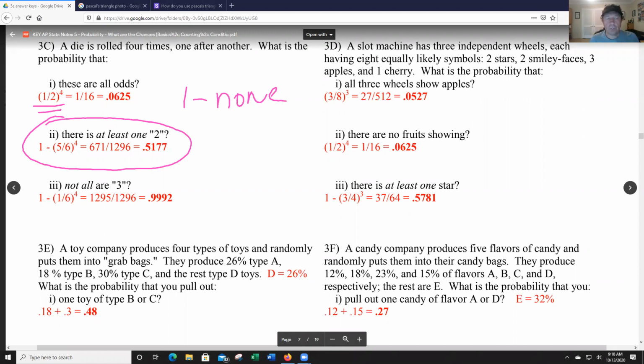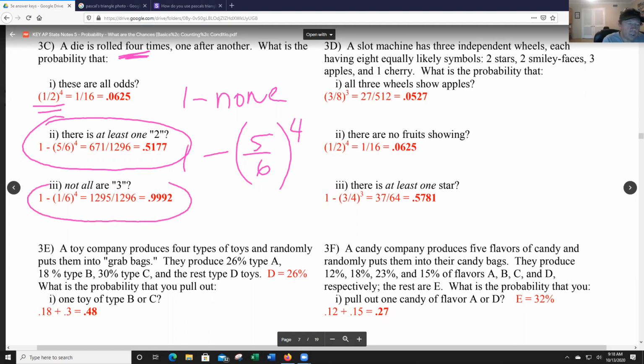So a 2 is a 1/6 chance. So not a 2 would be 5/6. I'm going to do that 4 times, so to the 4th power. I'm going to go 1 minus that, and that gives me my answer of at least 1. And then not all are 3s. Not all are 3s. And you can see the math on this one. That's not super hard. This is the one above it that you would be accountable for in this chapter.